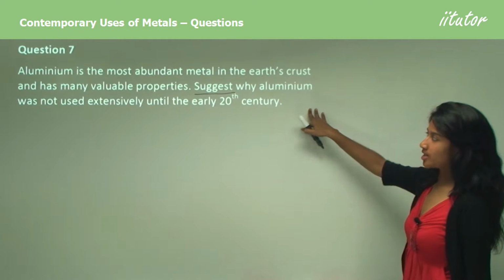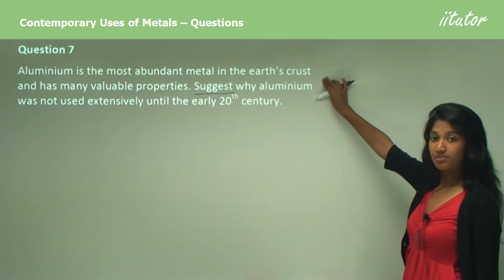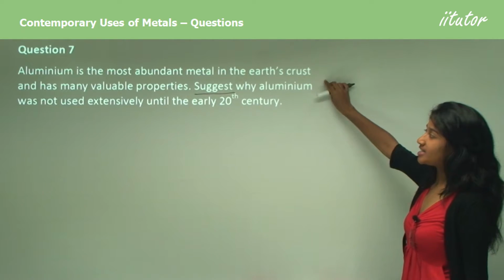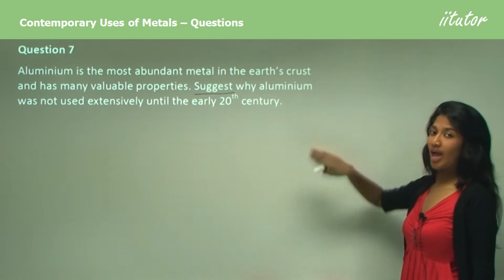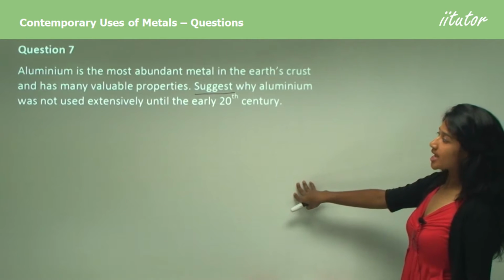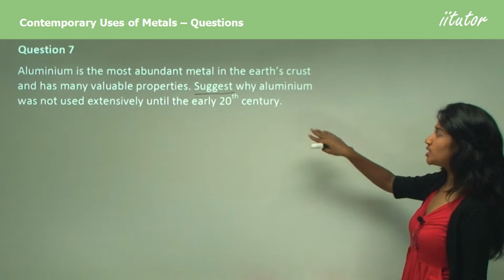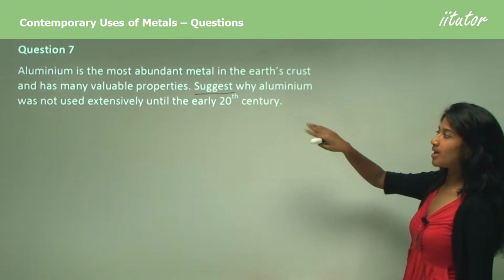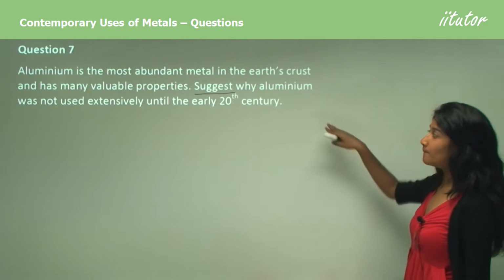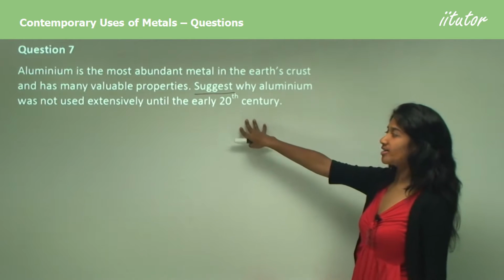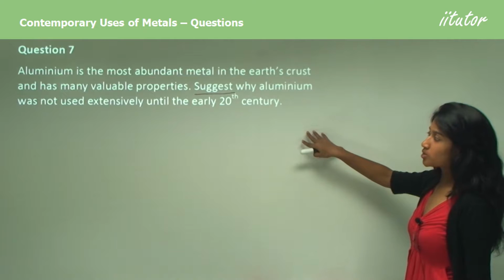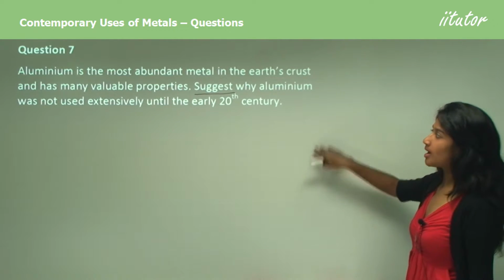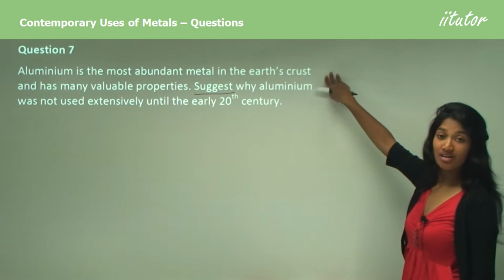But with this question, they have provided us with a statement before the question. And it is always very important to refer to the statement when you're answering your question. So it says the most abundant metal in the Earth's crust and has many valuable properties. But why wasn't it used until the 20th century? So you would have to provide examples of why aluminium wasn't used even though they had these advantages.